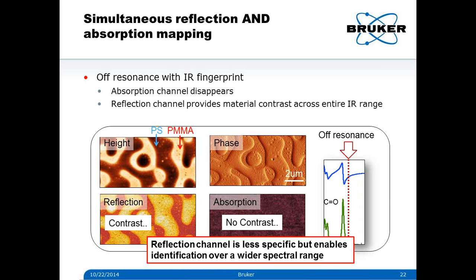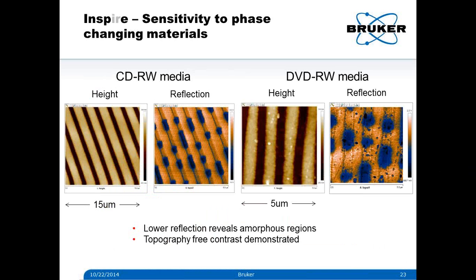Now, the reflection channel alone also enables you to do identification, because you have these minima and maxima in the reflection. That tells you something about where your absorption sits. Now, Inspire is also a technique to distinguish different phases of your material, like an amorphous phase versus a crystalline phase. And what we show here is a normal CD rewritable media and the DVD rewritable media.